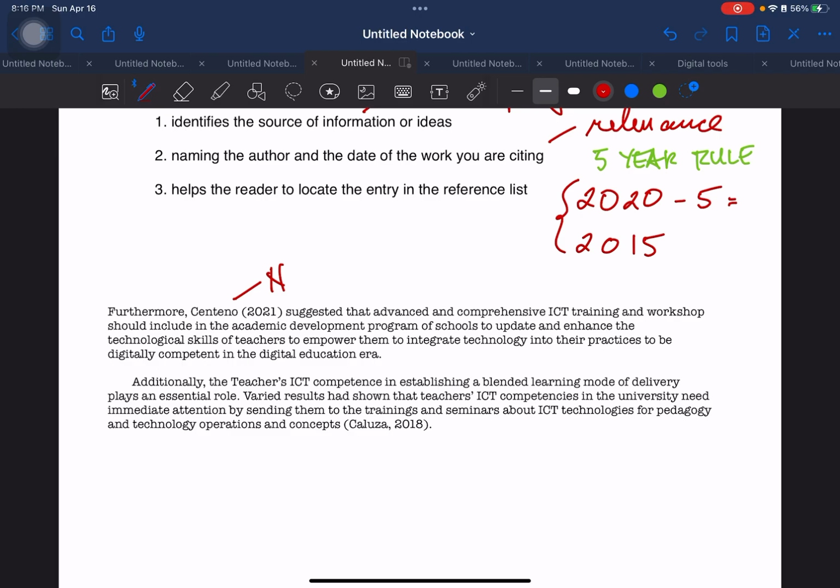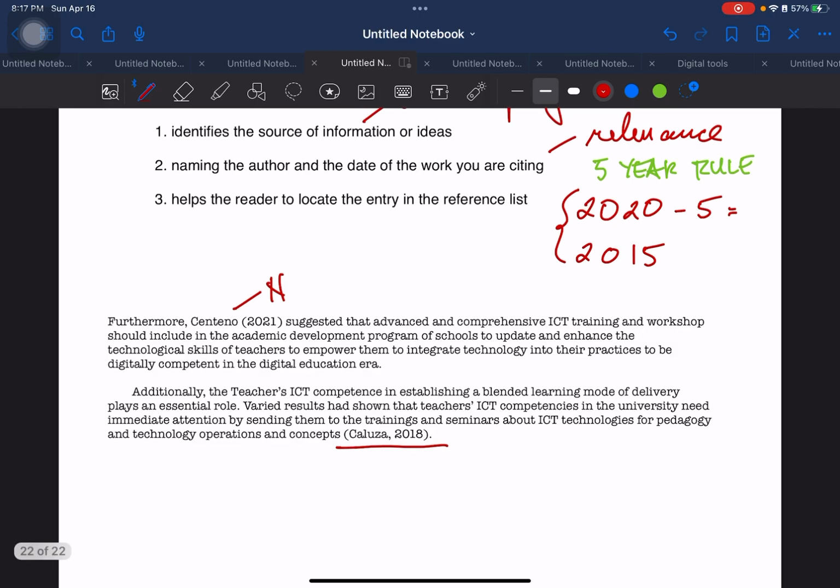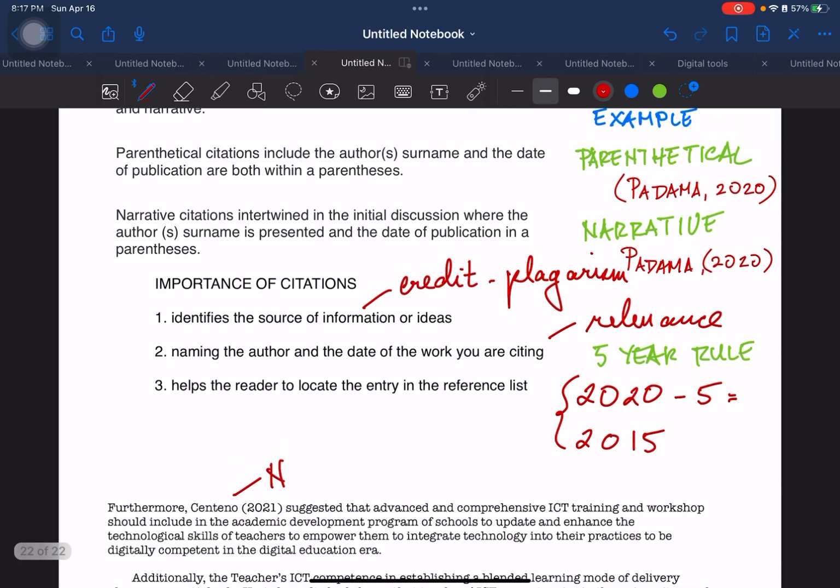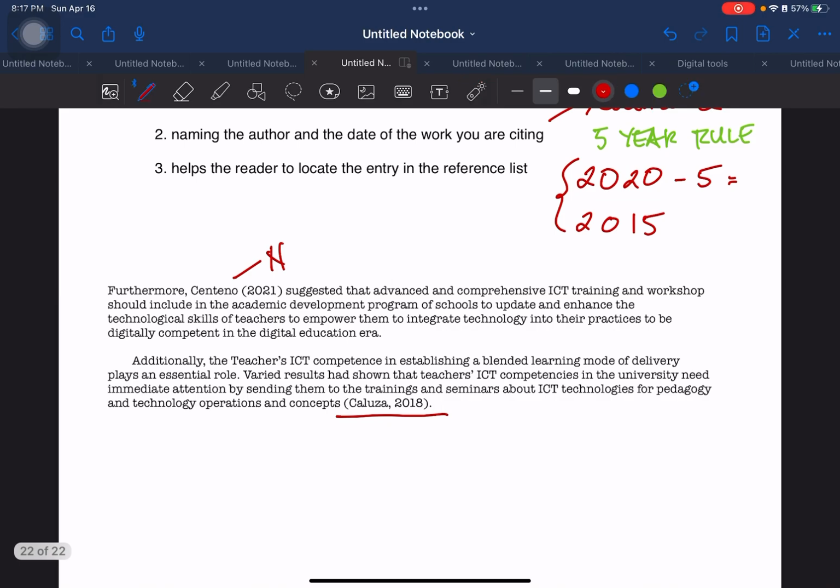Okay, and then, if you're going to go through the paragraph, let's go through them. Additionally, the teacher's ICT competence in establishing and so on and so forth. And then, at the last part, you have Kaluza 2018. So, Kaluza 2018, wherein the surname of the author and the year it was published are both in parentheses and are placed at the last part of the discussion. So this will now be classified as parenthetical. Okay? And this is the definition that we discussed earlier. So this one is classified as parenthetical.